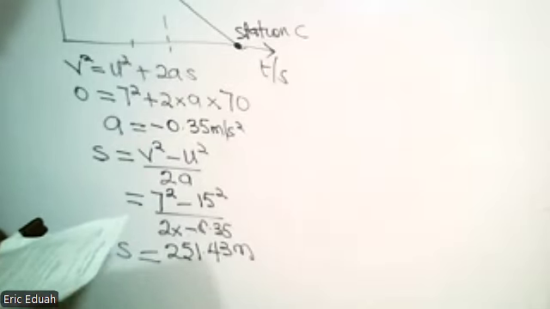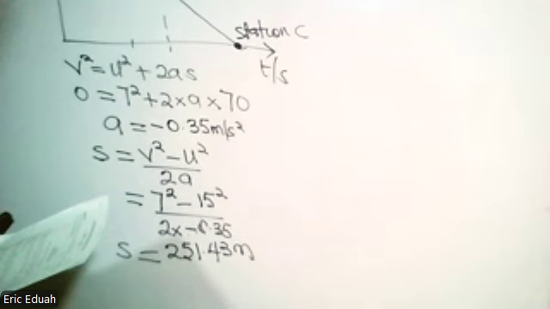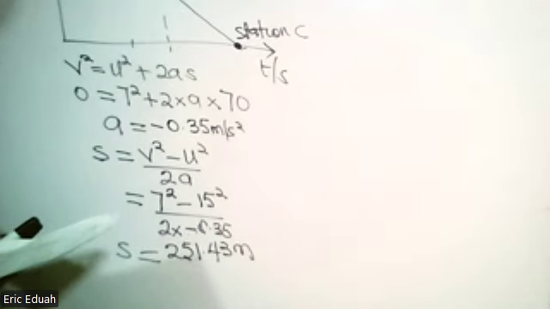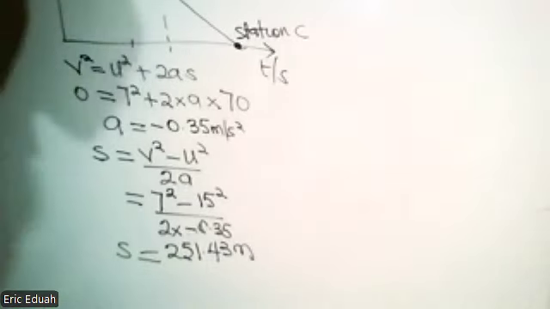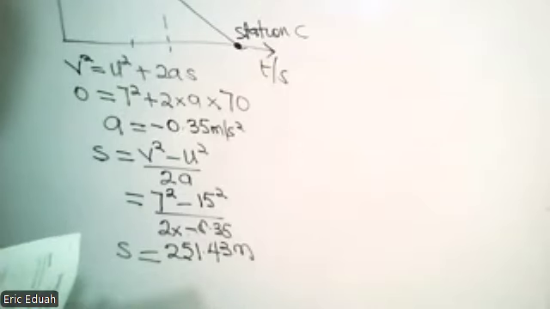We found the distance between A and B. Next, the time taken to move from station A to station B. That's simple. Once we found the acceleration, or that uniform deceleration, I think it must be so simple.